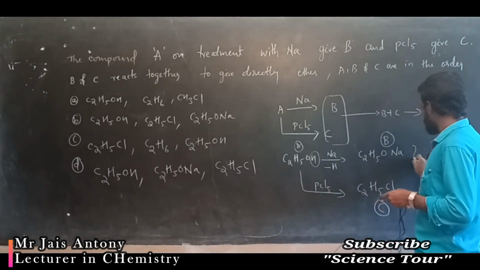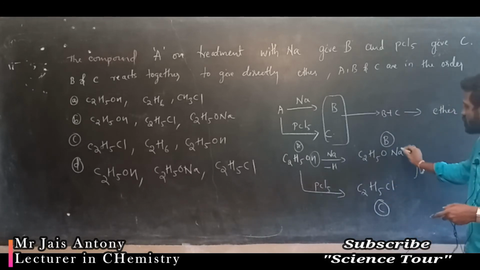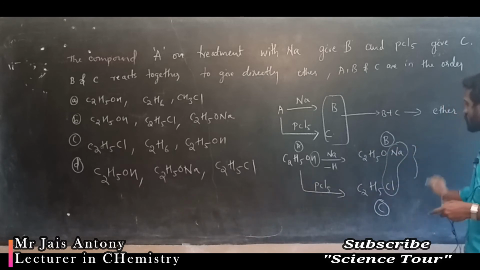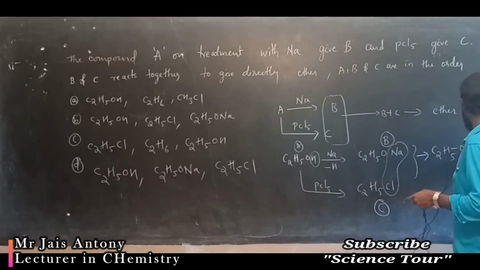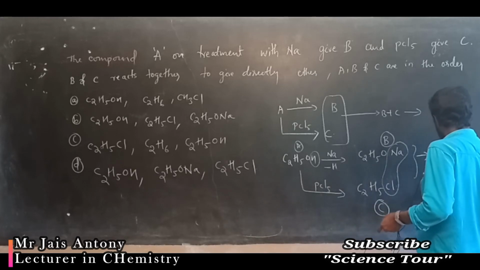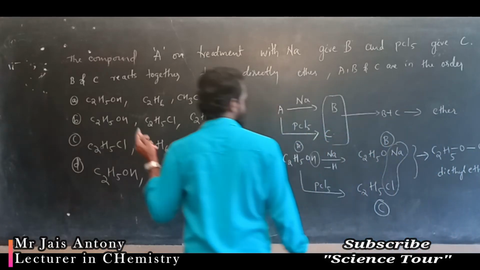Then B and C react. What does it give? B and C react, these two remove sodium chloride and it gives C2H5 O C2H5, diethyl ether. So it is correct. Understood? This is the reaction. Look at the reaction.